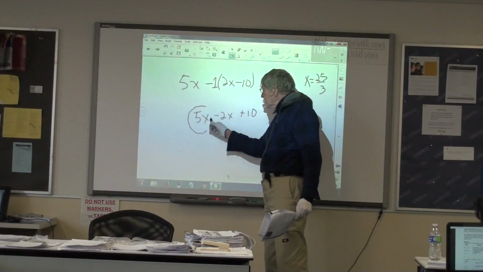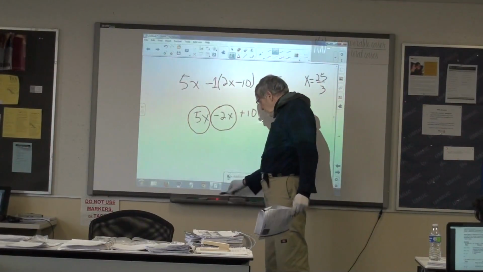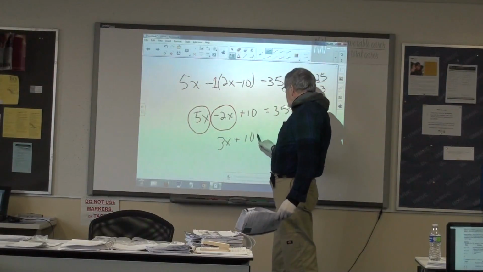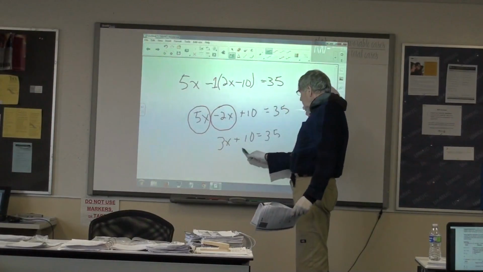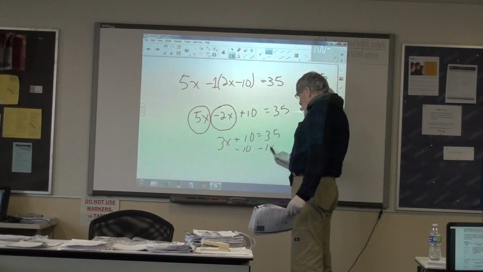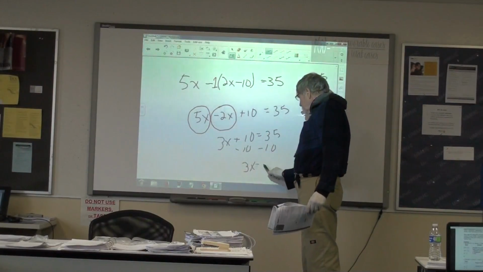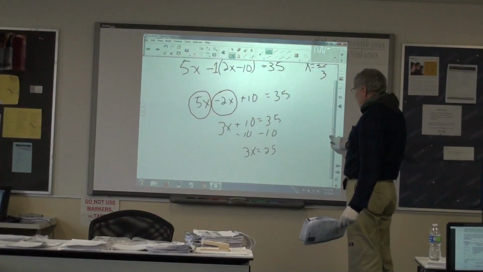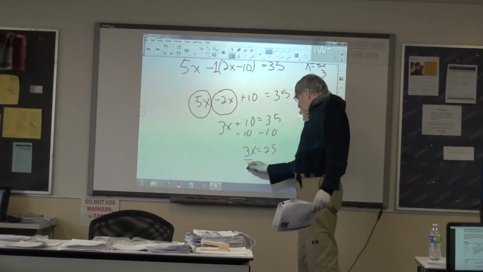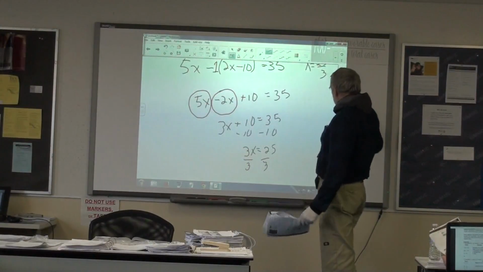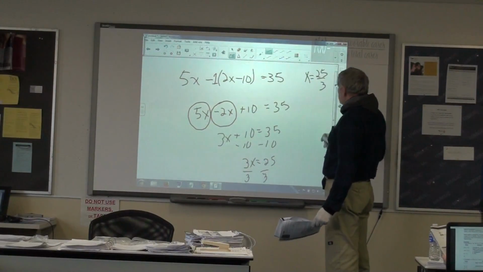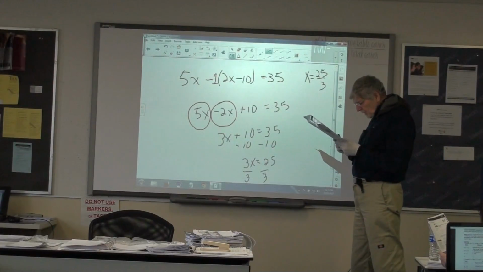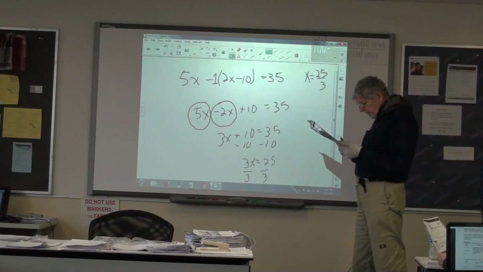We have a 5x and a minus 2x for a total of 3x plus 10 is equal to 35. The 10 is causing trouble. So 3x is equal to 25, and we divide both sides by 3, and we get Dylan's answer. X is equal to 25 over 3. Okay, good. So everyone please try 39.